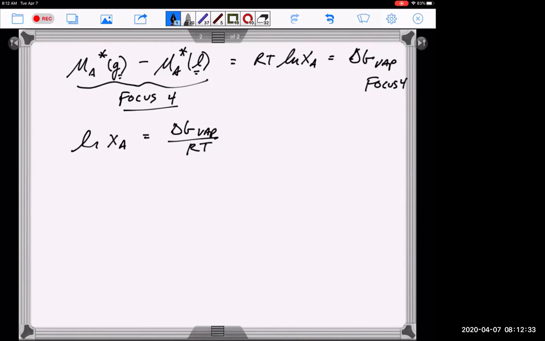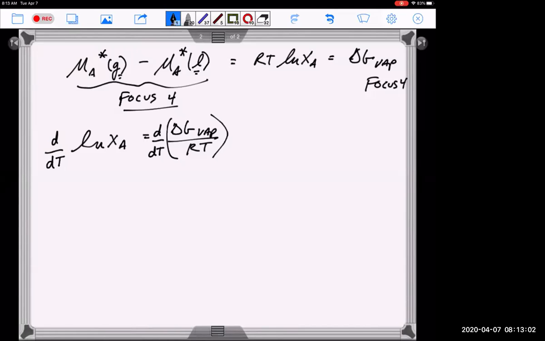Okay, so we don't stop here. This is a ln, sorry, ln. What we're going to do, and it might seem like a strange thing to do, but we're going to do it, is first take the derivative of both sides with respect to temperature, and then we're going to integrate to get the total term again.